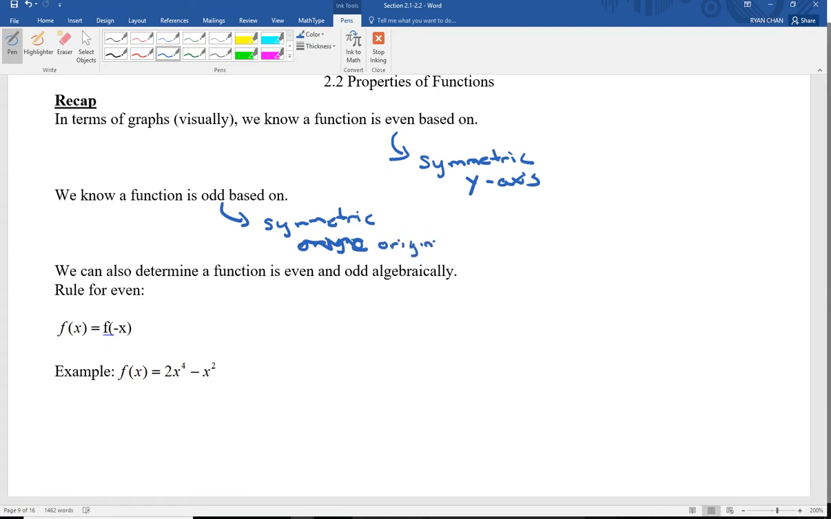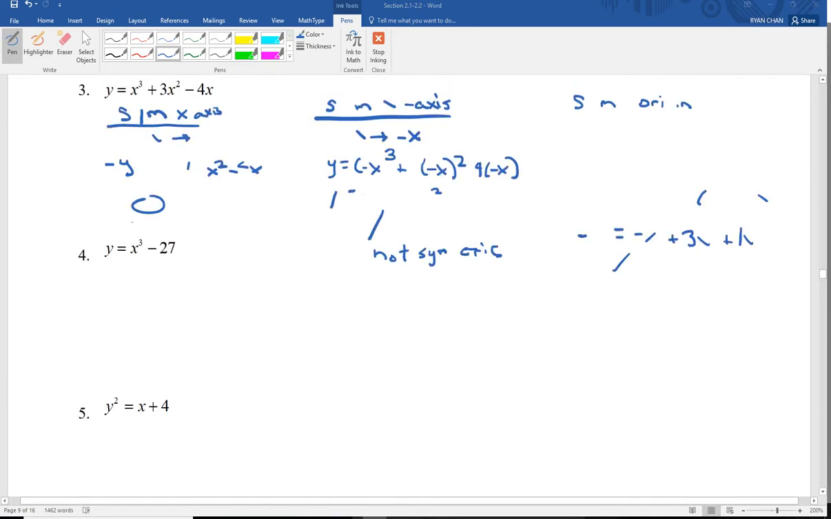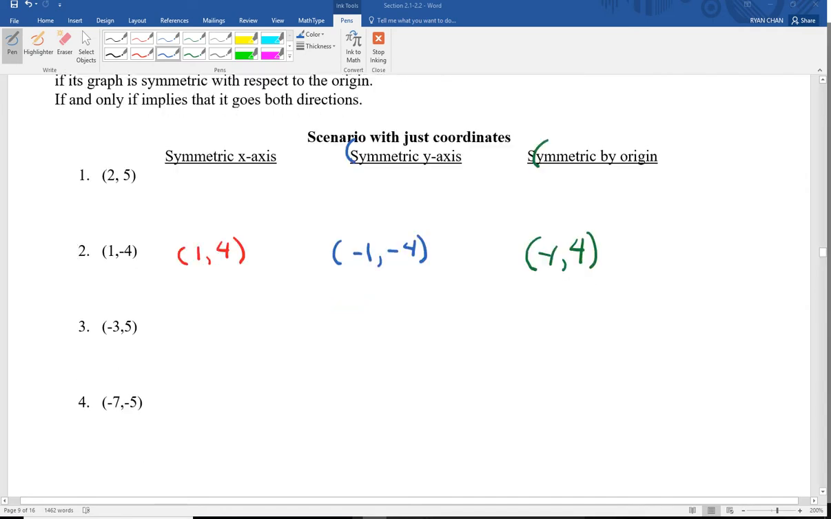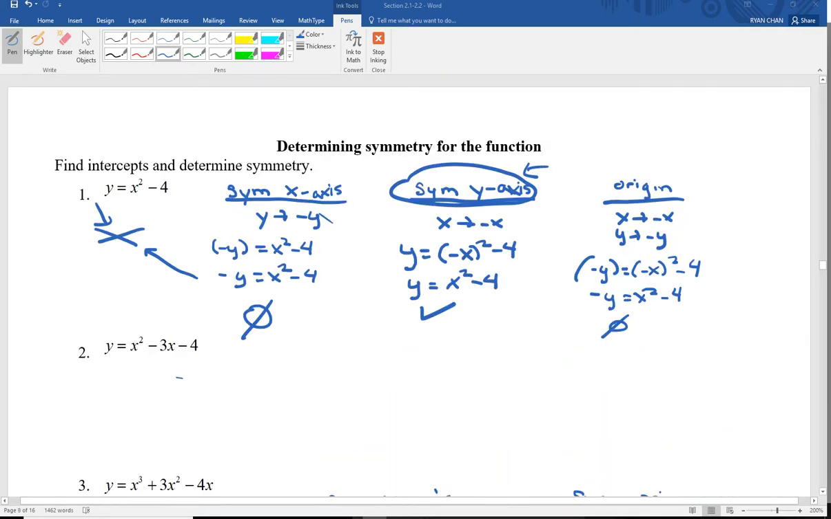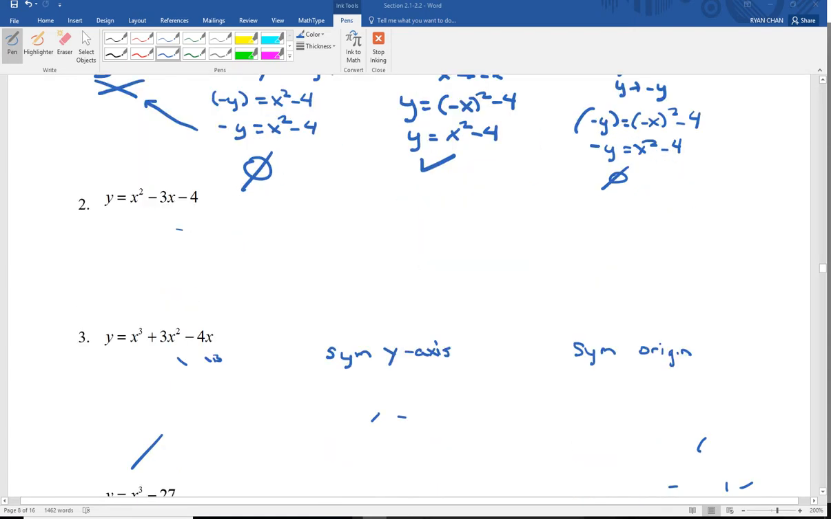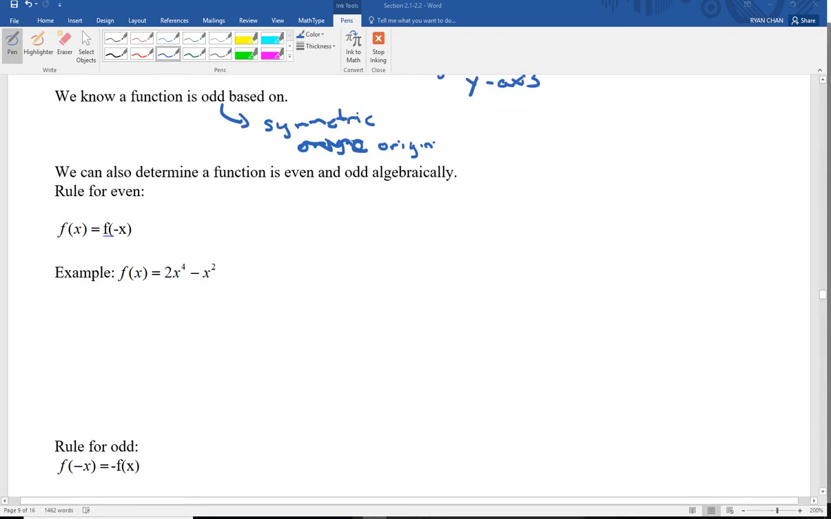So let's talk about symmetric by the y-axis. Symmetric by the y-axis means replace x with negative x. Now we do have to be a little bit cautious because we're talking about functions. So we want to say f of x is being replaced with f of negative x.